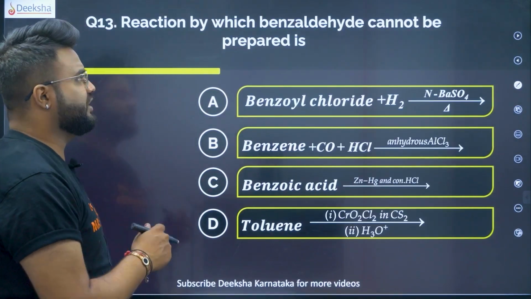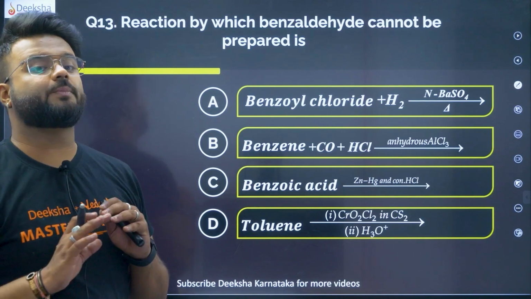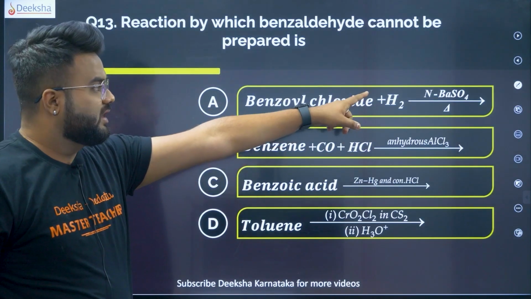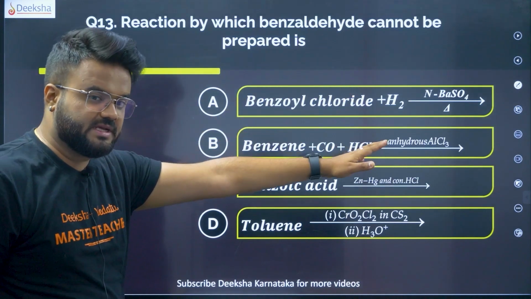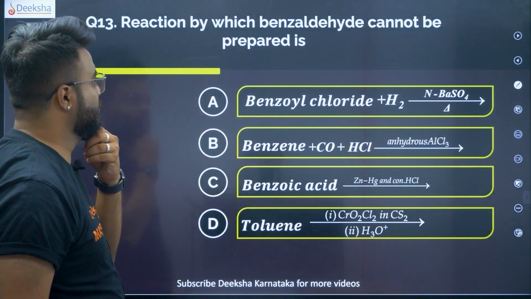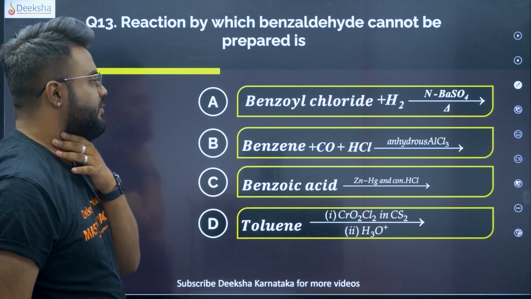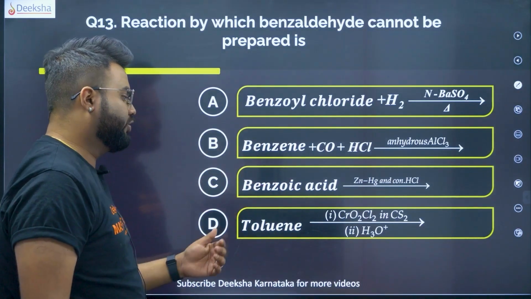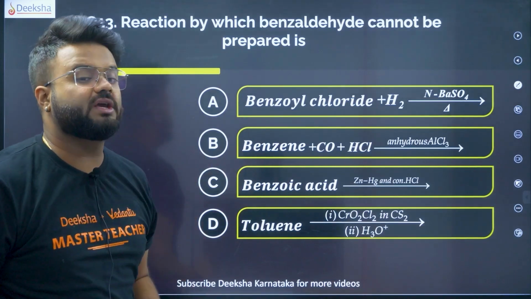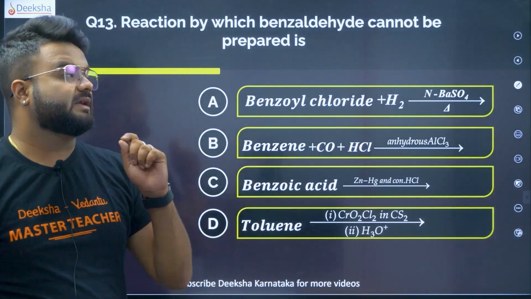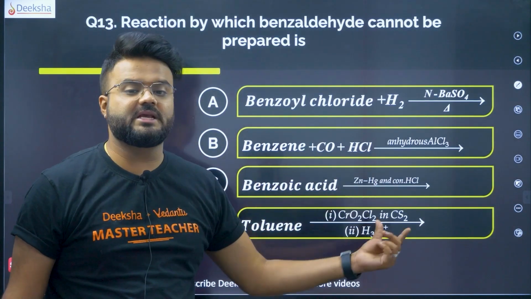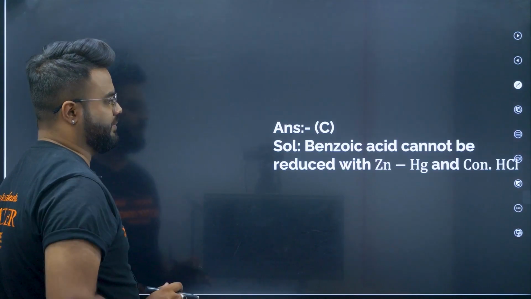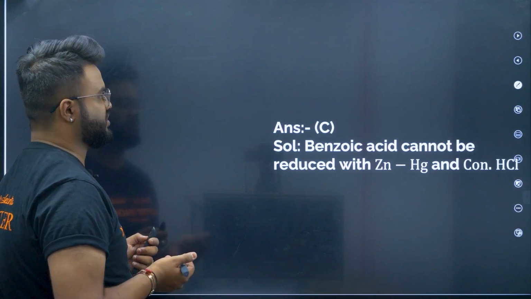Next, the reaction in which benzaldehyde cannot be prepared. Benzoyl chloride reacting with hydrogen over palladium on barium sulfate gives benzaldehyde. Benzene reacting with carbon monoxide and HCl with anhydrous AlCl3, yes, it gives benzaldehyde. Toluene, yes, it is giving, but benzoic acid will never give benzaldehyde with zinc amalgam. Therefore, option C is your correct answer, which cannot be prepared. It cannot be reduced as well.